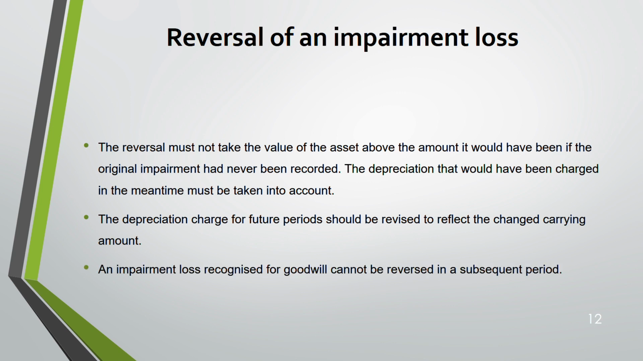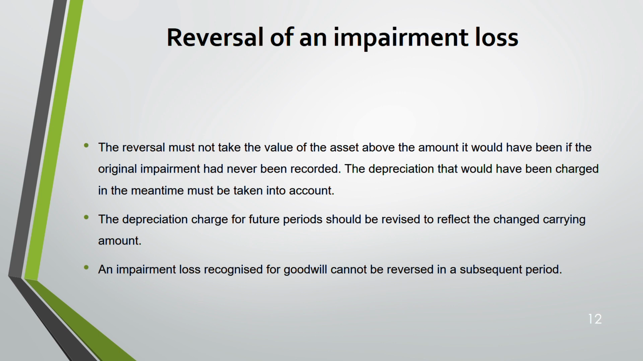And an impairment loss that you have recognized against goodwill, you cannot reverse it in a subsequent period. Remember that. If it is against some asset, then only you can reverse it. Why?